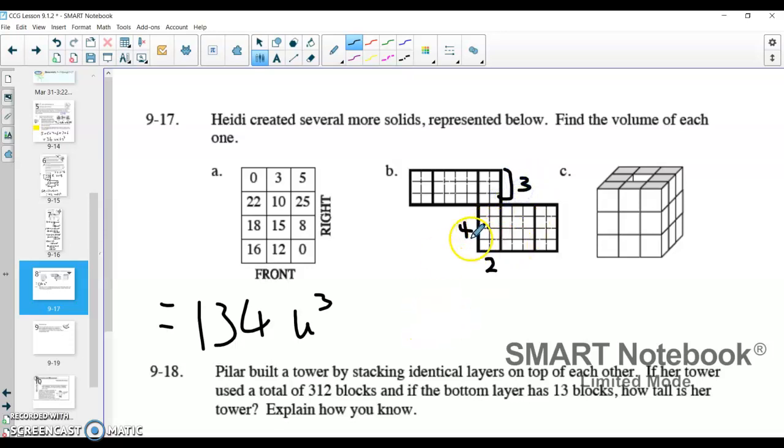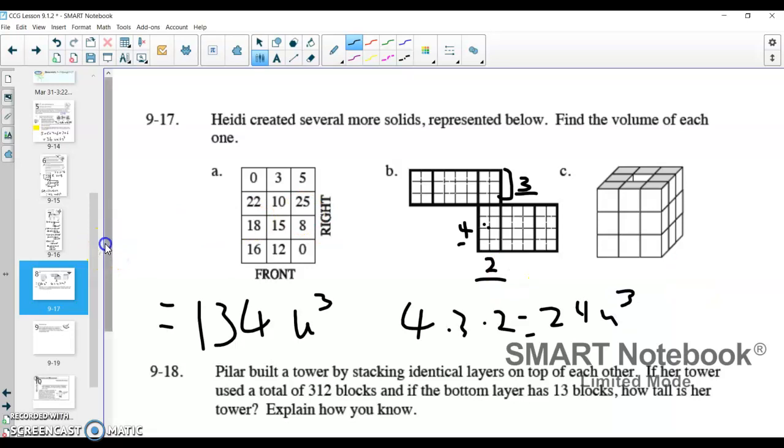And so to find volume, it is length times width times height. And so I get 4 times 3 times 2. And that gives me an answer. 4 times 3 is 12. 12 times 2 is 24 units cubed.